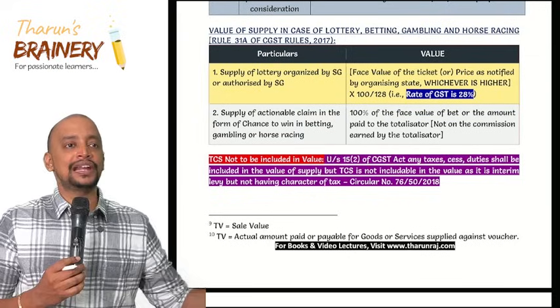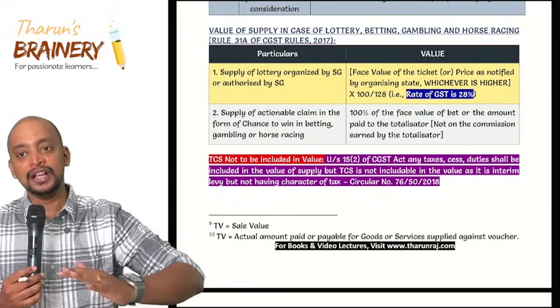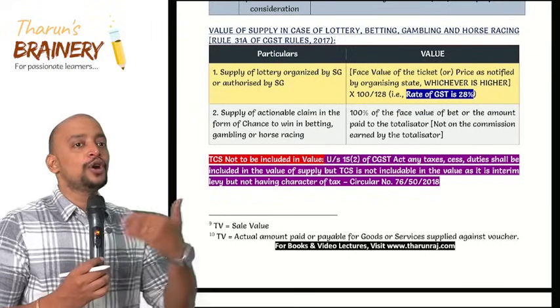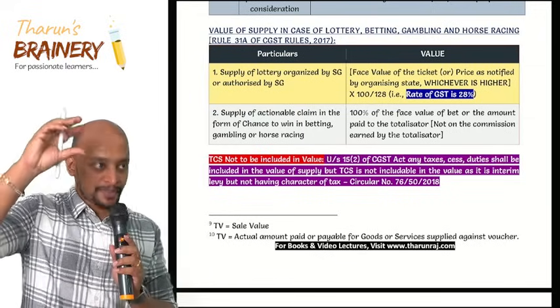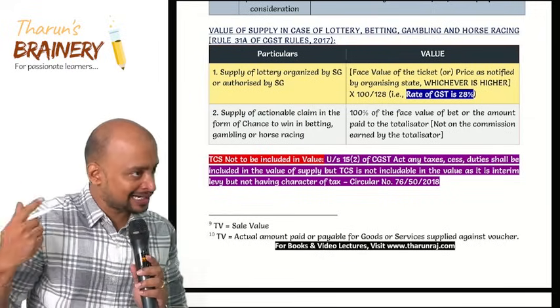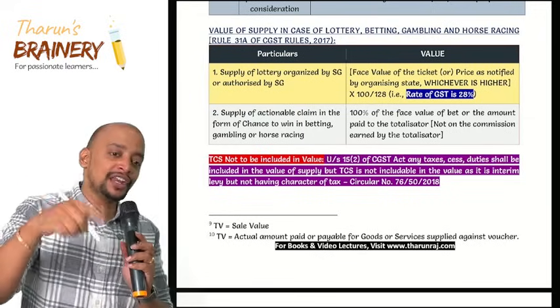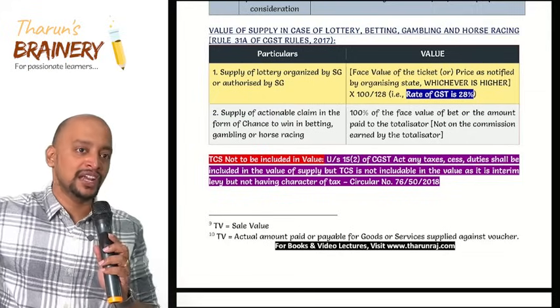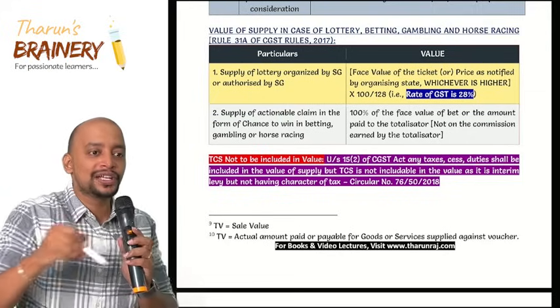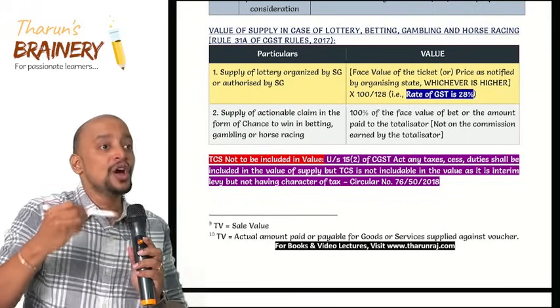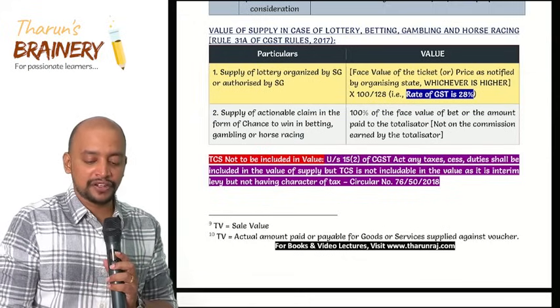Now what they will do is collect money from all the people, but they are not going to pay money to all the people. Those who won the bet, only for them they will be paying, correct or not? So whether you are winning or losing, the government will always be winning, which means whatever is the total amount collected by the totalizer, on that GST will be payable at the rate of 28%.